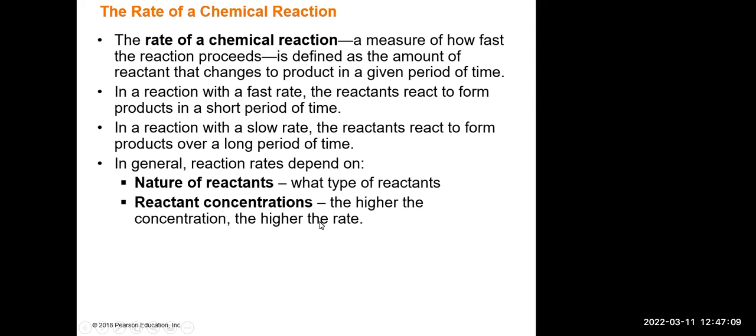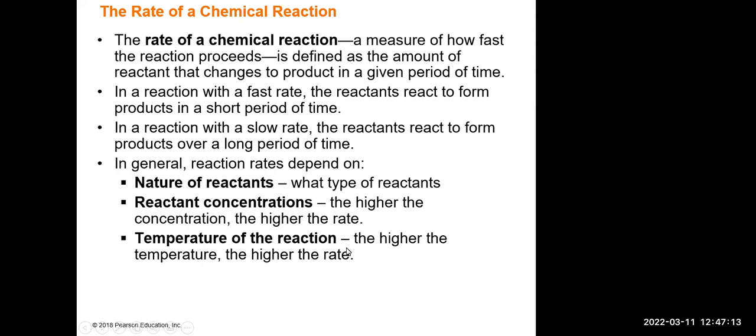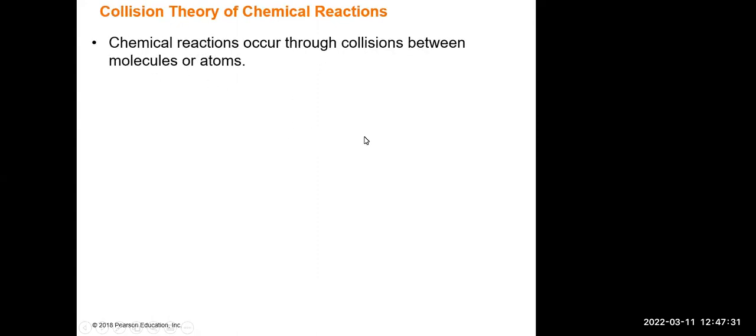Reactant concentrations: the higher the concentration, the higher the rate. The temperature of the reaction: the higher the temperature, the higher the rate. The catalyst: usually we have a catalyst to increase the rate. So why those variables, the factors affecting our rate? Because there's a theory called the collision theory of chemical reactions.